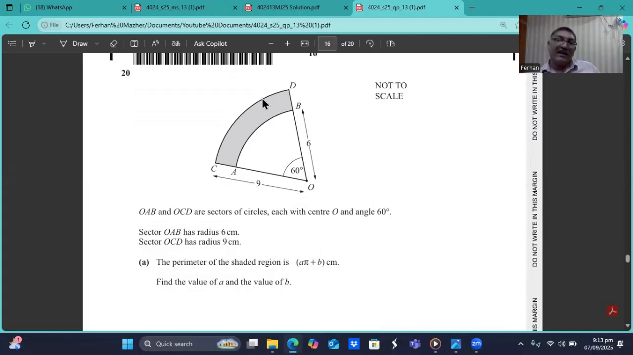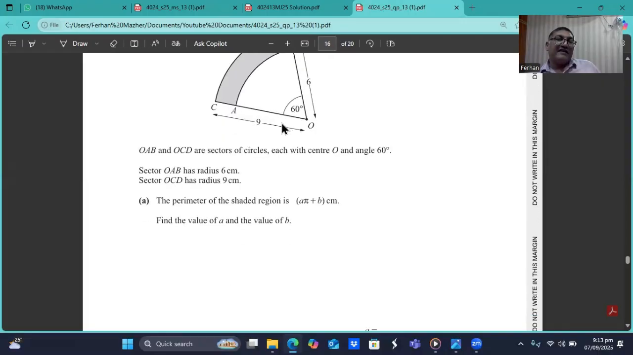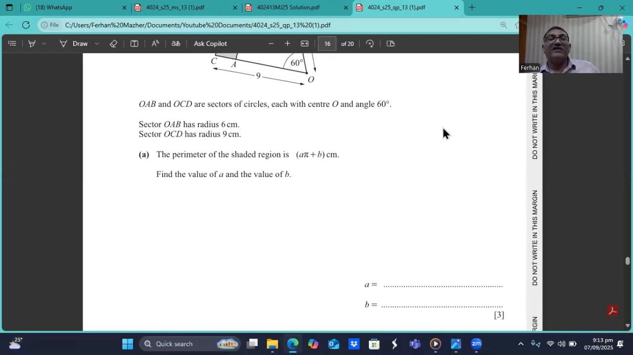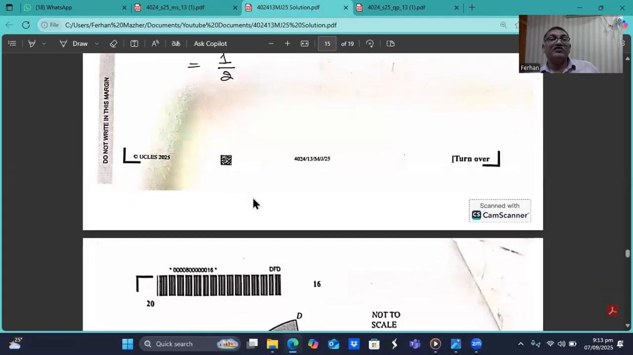To find the perimeter of this shaded region, AC is a straight line, which will be 3. BD is a straight line, which will also be 3, because 9 minus 6 is 3. The arc CD will be 60 divided by 360 multiplied by 2 pi times 9. And the arc AB will be 60 divided by 360 multiplied by 2 pi times 6. This is how you find the values of A and B. It's a 3 marks question. Let me show you.